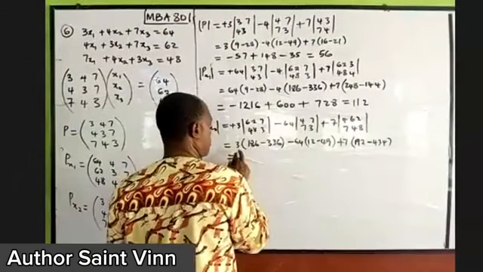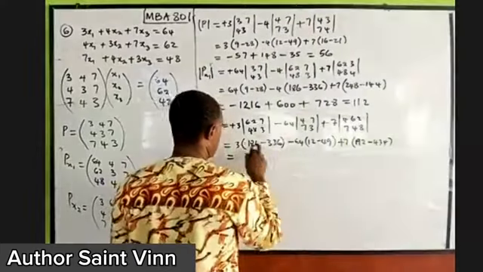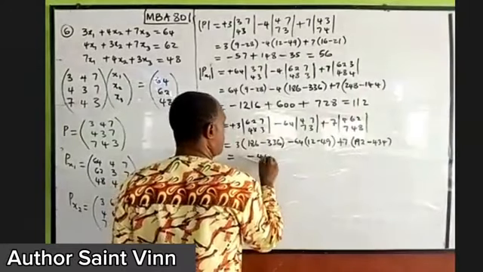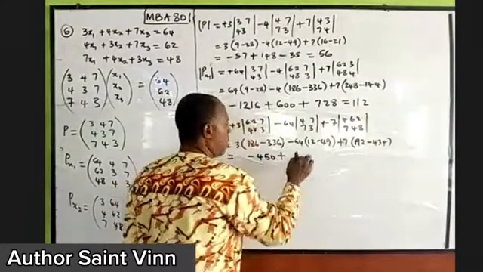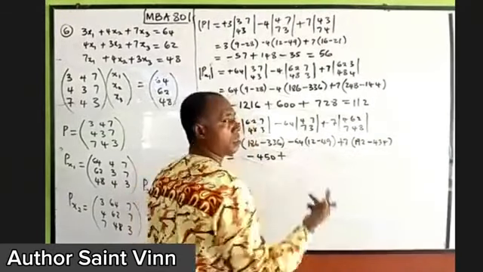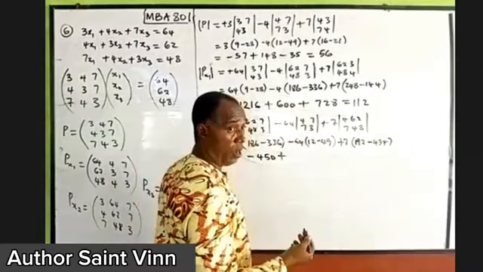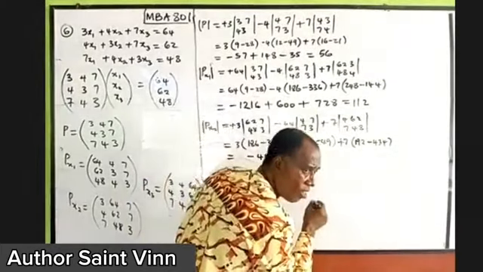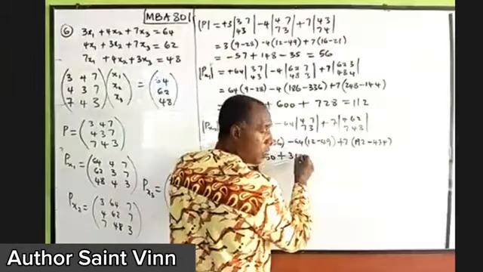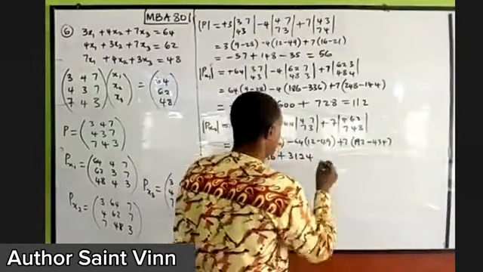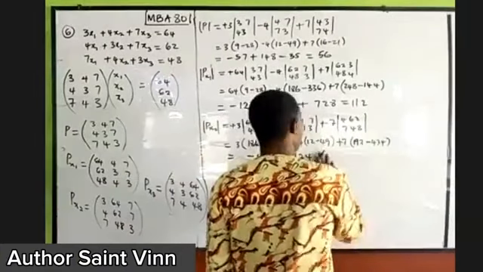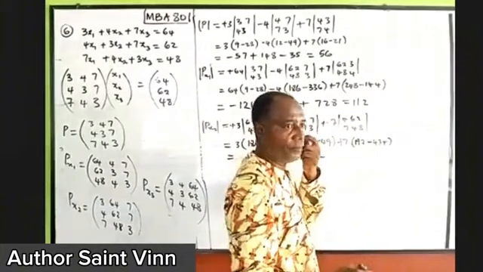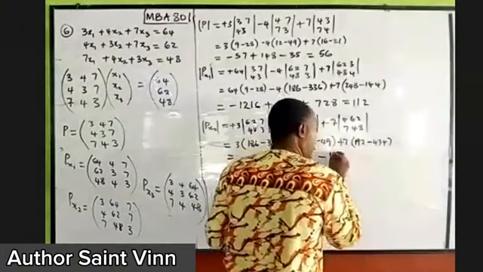Minus 450. This one, minus. No, it's plus now. 3,120. Like this. This one will be minus. Minus something here. Times 7. What do you have? 1,700.